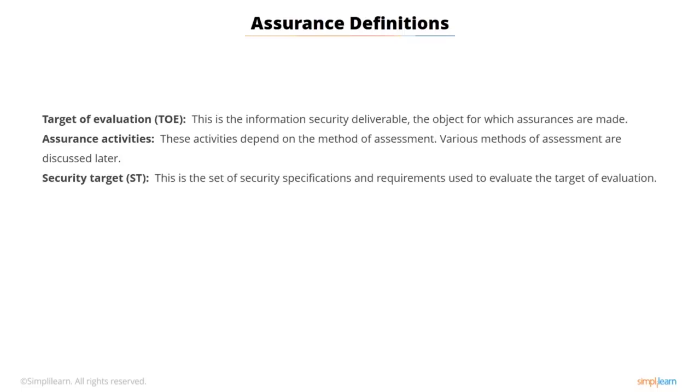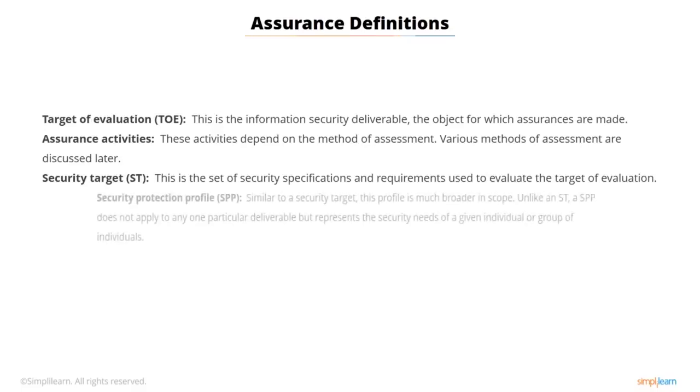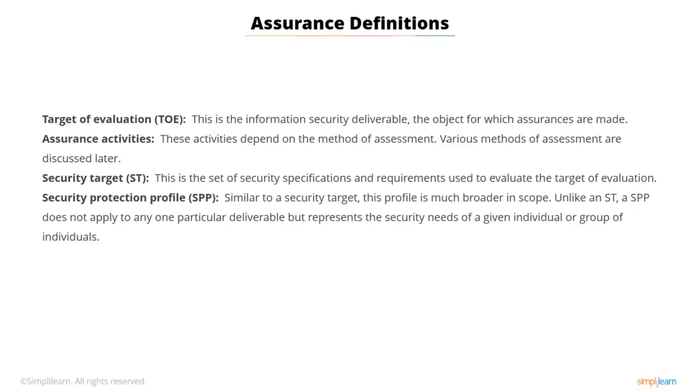Put another way, assurance activities check a target of evaluation to discover whether or not that target of evaluation has met the security targets. A security protection profile is similar to a security target, but it's broader in scope. It's not about a specific deliverable, but it's more about general security needs of a given business or group.